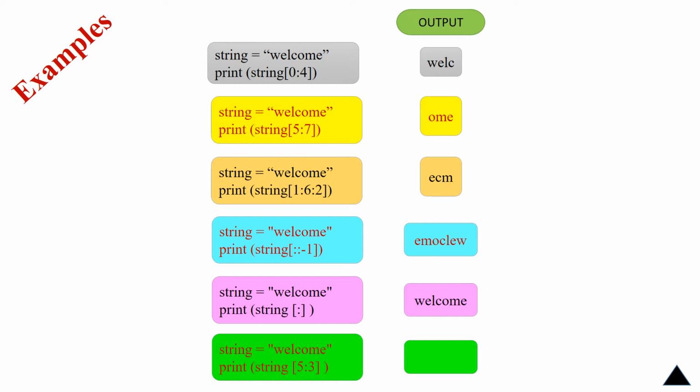Print 5:7. The starting index will be 5 and the ending index will be 7. So 5 in the sense 0, 1, 2, 3, 4. So this is the fifth value, that is 1, 2, 3, 4. The fifth value is the OME. So up to 5, 6, 7, that is OME will get printed.